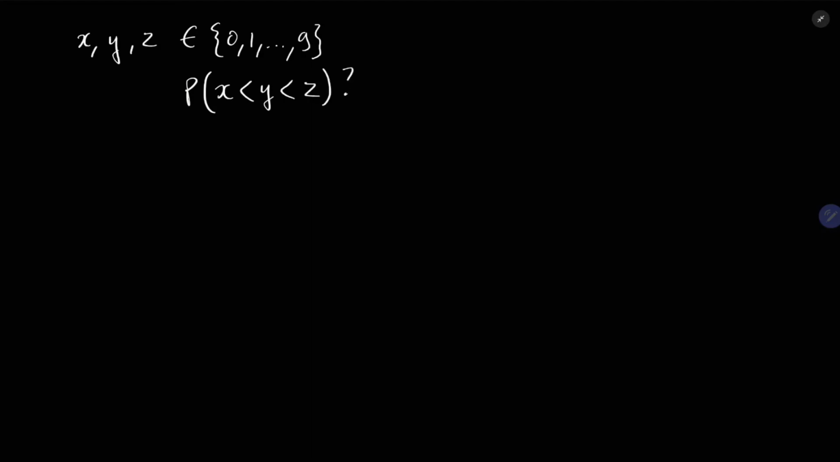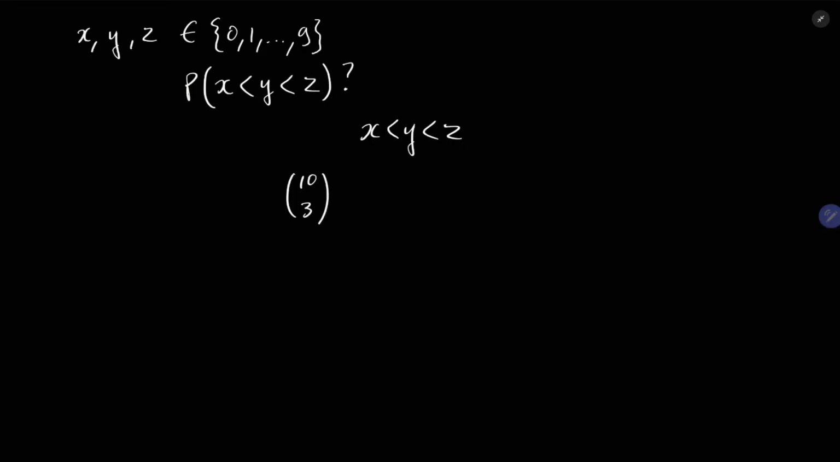So to solve this problem, what they noticed is that for an unordered set of three different numbers, there is only one way to order this set in ascending order: x lower than y lower than z. And the second thing that they noticed is that the number of unordered triples of different numbers in that specific case is equal to 10 choose 3. 10 choose 3 is equal to 120.